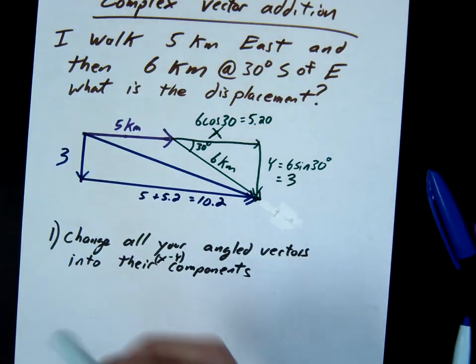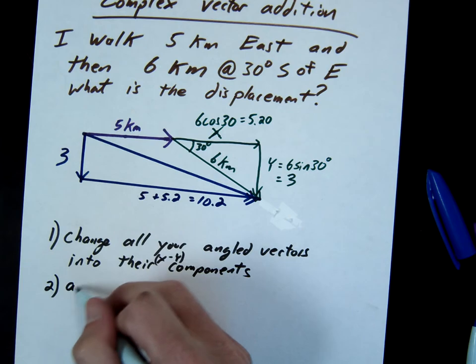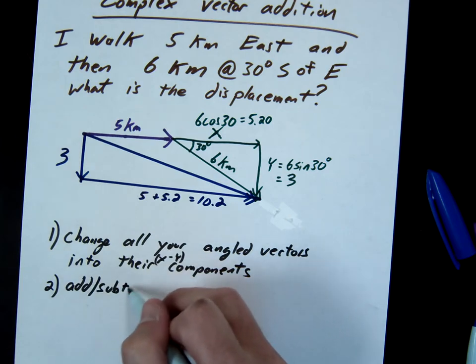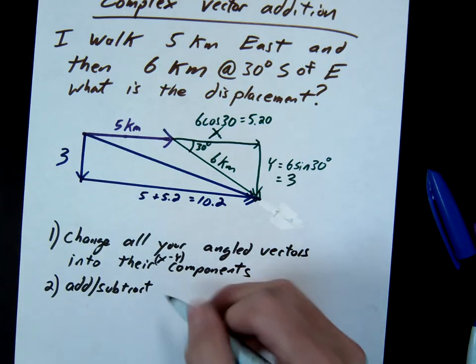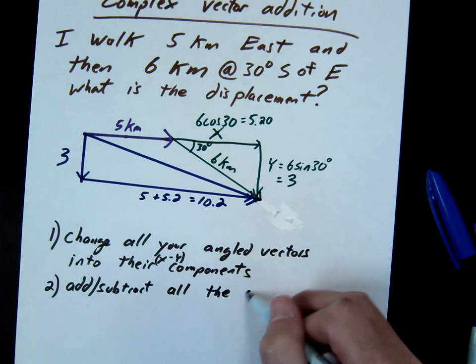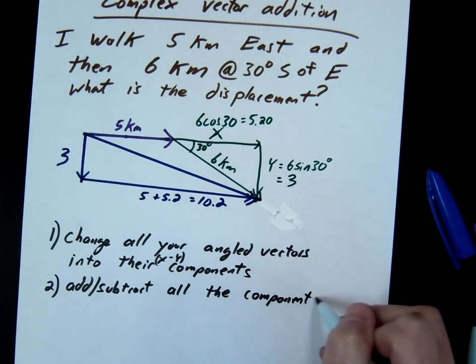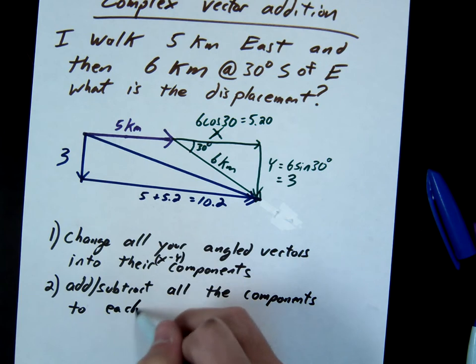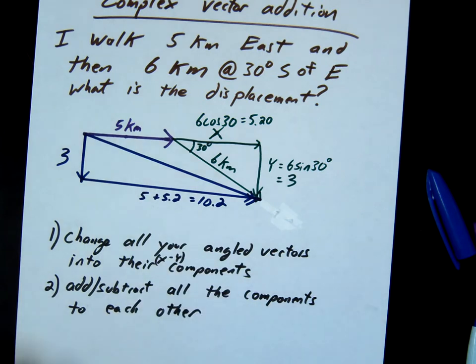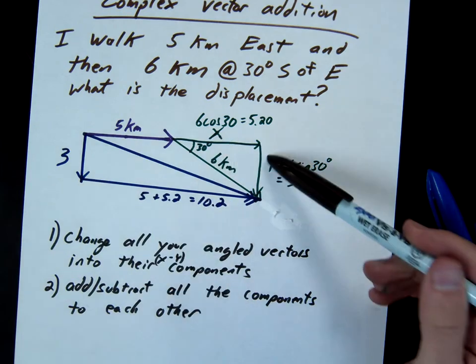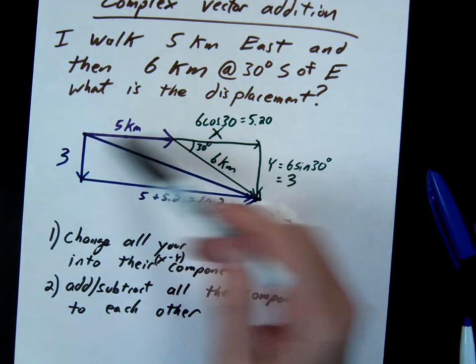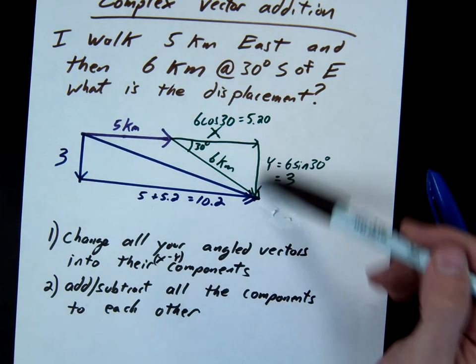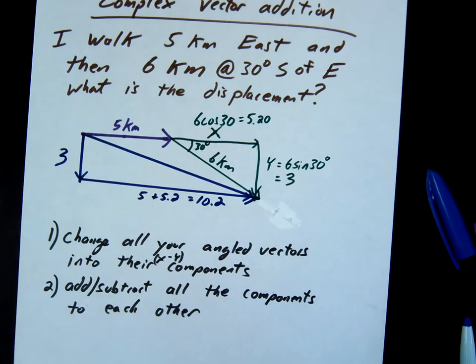10.2. So those of you that like steps, step 2 is you're going to add up, or sometimes you subtract. We didn't do that this time, but sometimes you subtract. Add or subtract all the components to each other. What I mean by that is add up all the X's with the X's, all the Y's with the Y's. These were both X's, we added them up. This one, there was only one Y. Remember, this was already just an X, it didn't have a Y, so you just use this one here. If you draw the picture, you should be able to visualize how it pieces together.